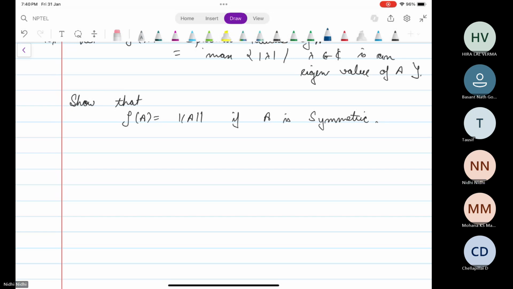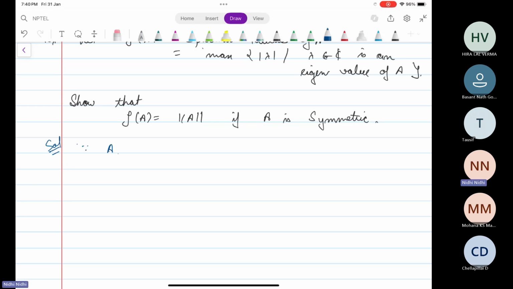So, solution. We know that symmetric matrices are diagonalizable. And if a matrix of order n cross n is diagonalizable, then we can find a basis of orthonormal eigenvectors of A, which is a basis for Rn.